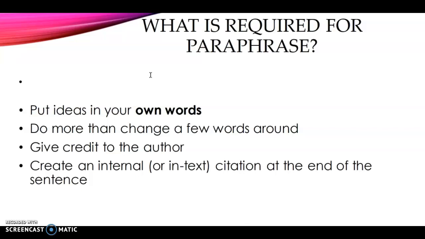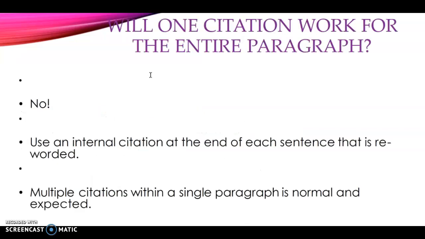You also have to give credit to the author in an internal or in-text citation at the end of the sentence. So, will one citation work for the entire paragraph? For example, if I have more than one paraphrase in a paragraph, can I just stick an in-text citation at the end? Well, no, you have to use an internal citation at the end of each sentence that it's reworded. So multiple citations within a single paragraph is normal and expected.